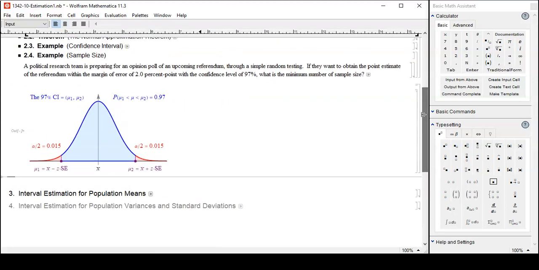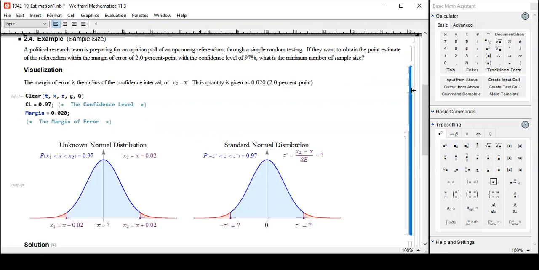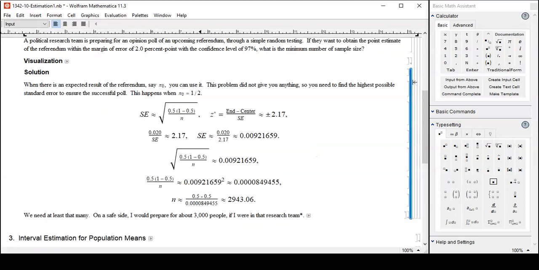Okay, what did I do in my notebook? Pretty much the same thing. This is essentially the same picture. Yeah, this picture. And then the solution here, same equation, except that this time here in my notebook, at each step, I calculated. SE, like this, and then 0.020 over 2.17, I calculated.